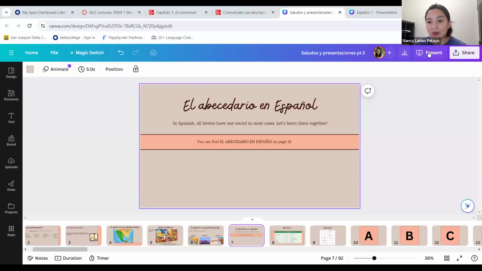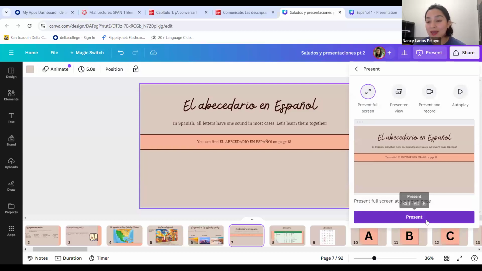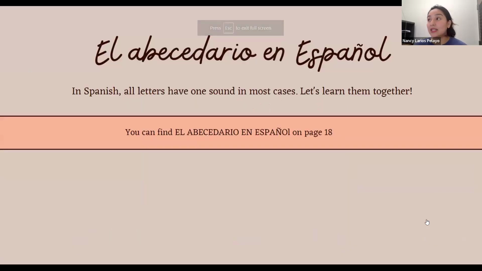And so hopefully you've seen that video that I posted during the first week of class. And it is important to know your alphabet, right? And the sounds that they make, because in Spanish every letter has its own sound and it doesn't really change like the letters do in English, right? Sometimes they change depending on the word. In Spanish, usually when you see a word, you just have to sound out each letter and then you'll be able to read it. Okay. So again, in Spanish, all letters have one sound in most cases. And so let's learn them together.